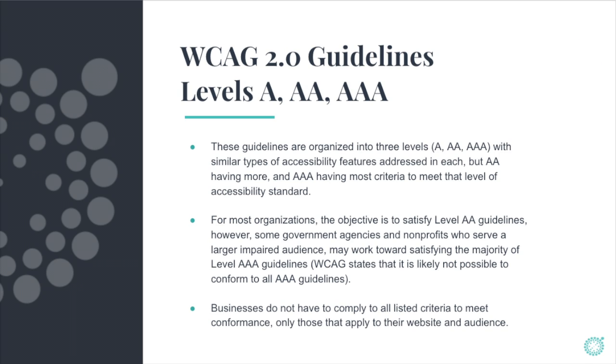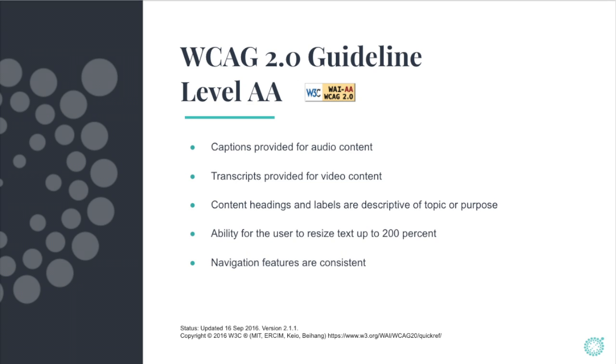Exactly. So also, businesses do not have to comply with all listed criteria to meet conformance, only those that apply to your website and your audience. For instance, if you don't have video on your website, you don't have to worry about captioning videos. Let's now take a closer look at WCAG 2.0 guidance level AA. The main items are captions provided for audio content, transcripts provided for video content, headings and labels descriptive of topic and purpose, the ability of the user to resize text up to 200%, and the navigation features must be consistent.